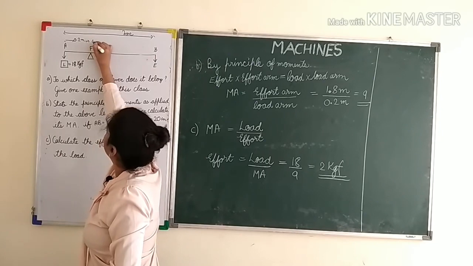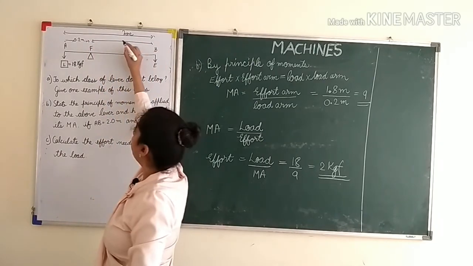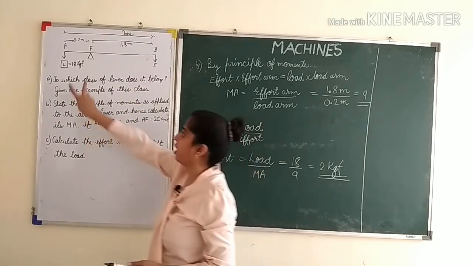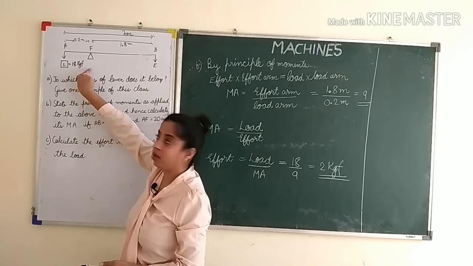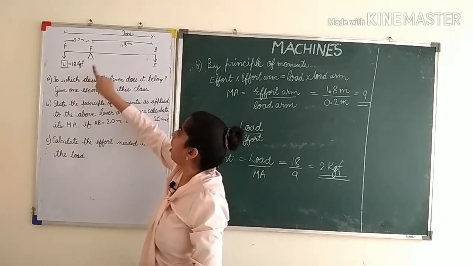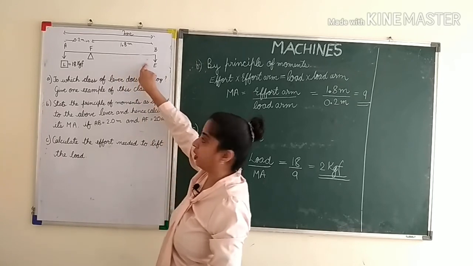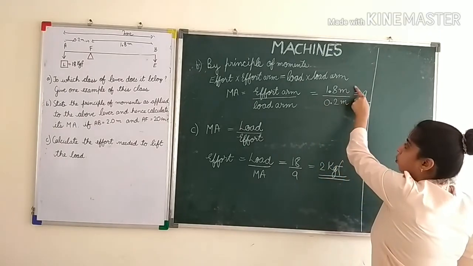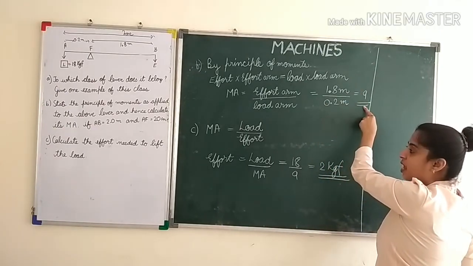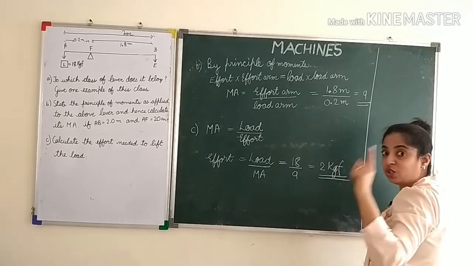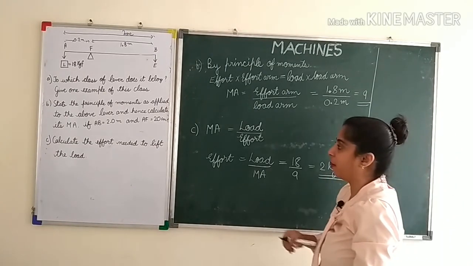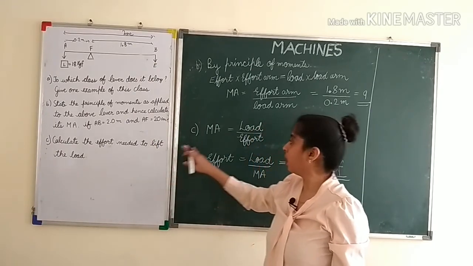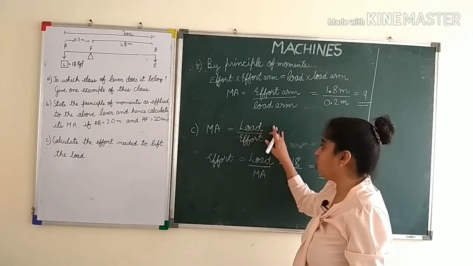So we can calculate FB as 2 minus 0.2, which is 1.8 meter. So now from this diagram we can say that load arm, that is distance between load and fulcrum, is 0.2 meter and effort arm is 1.8 meter. Right? So mechanical advantage is effort arm upon load arm. So 1.8 meter upon 0.2, which is 9. So here the mechanical advantage is more than 1, it is 9. It will act as force multiplier. Now our second question, calculate the effort needed to lift the load. Okay. So we know that mechanical advantage is load upon effort.